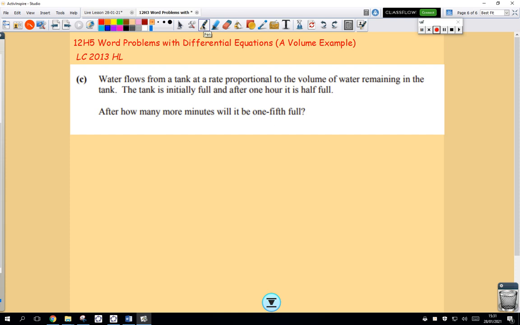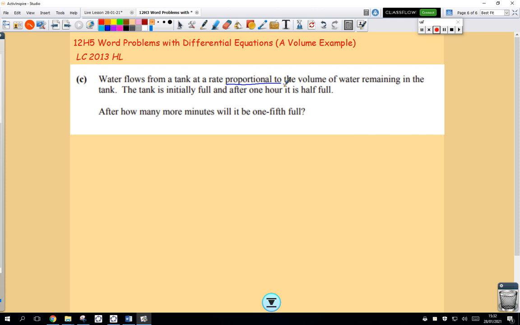The question says, water flows from a tank at a rate proportional to the volume of water remaining in the tank. The tank is initially full, and after 1 hour it is half full. How many more minutes will it be at 1/5 full?